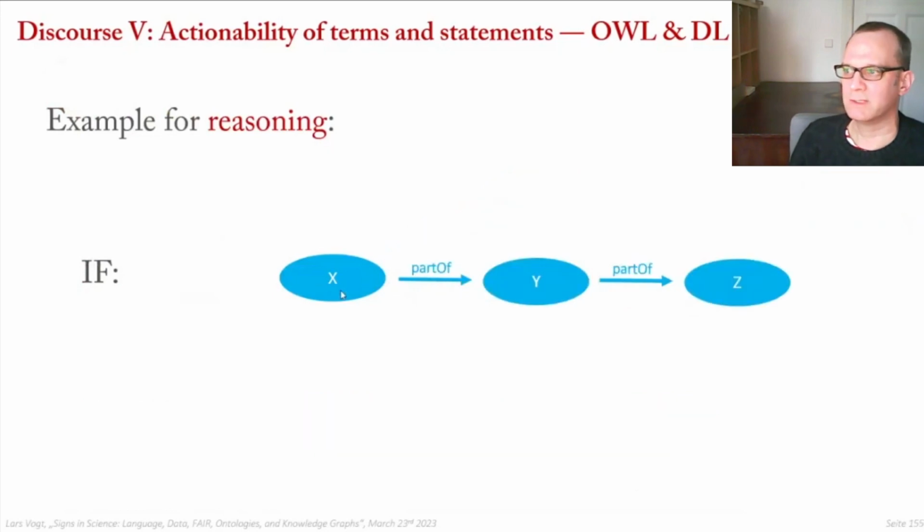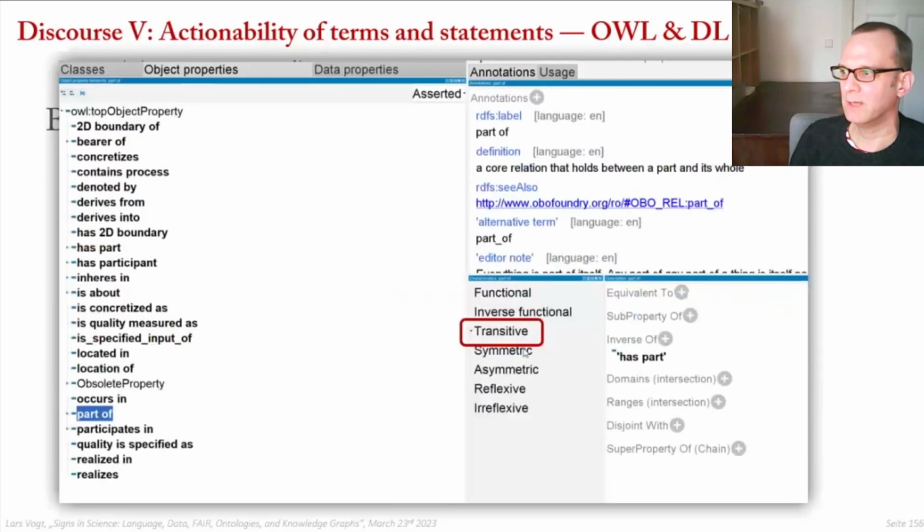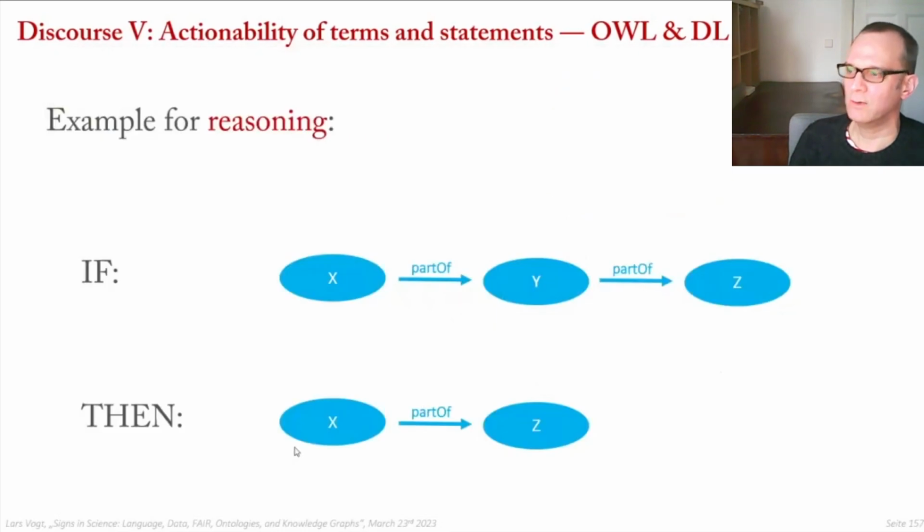Or here we have X part of Y part of Z. And if we have part-of defined as being transitive, then the reasoner can conclude that X is part of Z. So this can be understood as knowledge that is implicit in the graph that can be made explicit via reasoning, which is, of course, something that could be very valuable considering you might have a large graph of 1 million triples.